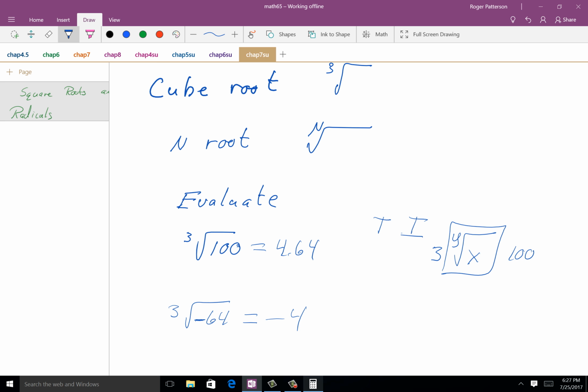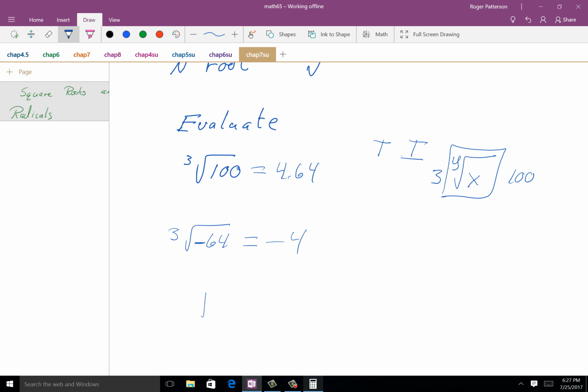So there'll be problems from 7.1 where you just have to find cube roots and square roots and fourth roots and whatever, and you can use Desmos on it, and it works out pretty well, or use your calculator, whatever you want. But on the test, what I could do for evaluate is just make them straightforward. So evaluate square root of 16. I'll figure something out. Any questions on that part on square roots?